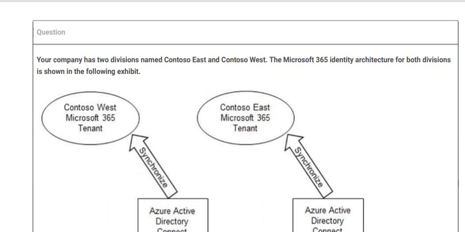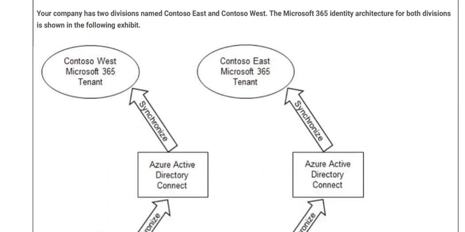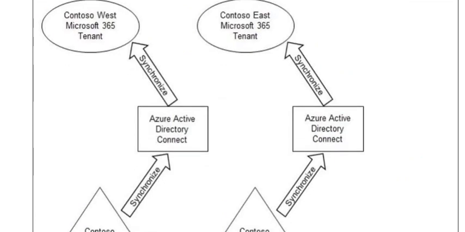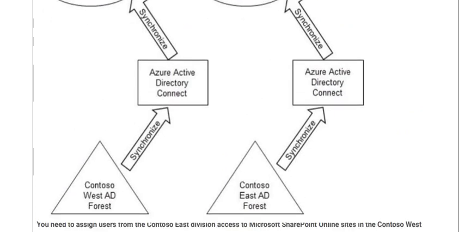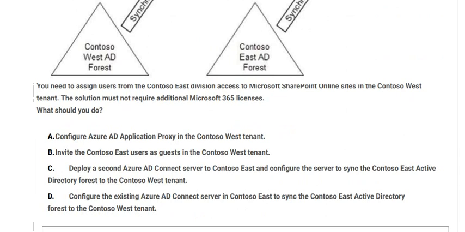Now next question is: your company has two divisions named Contoso East and Contoso West. The Microsoft 365 identity architectures for both divisions is shown in the following exhibit. Let's go through the pictures. You need to assign users from the Contoso East division access to Microsoft SharePoint Online sites in the Contoso West tenant. The solution must not require additional Microsoft 365 licenses.